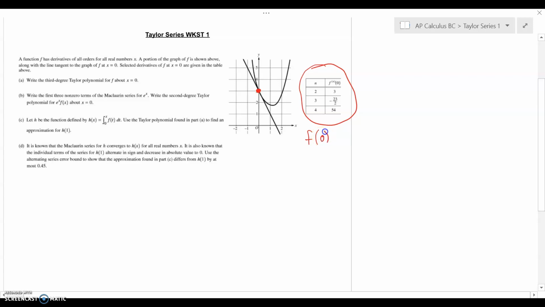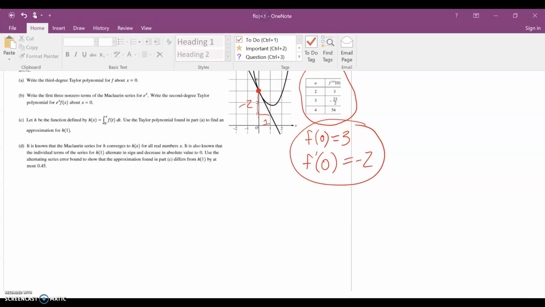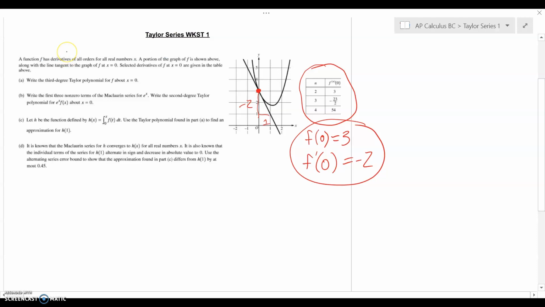So the function evaluated at 0 is 3. That's just where I put that dot. And the first derivative evaluated at 0 is whatever the slope of that line is. So we can just count that off the graph. It's got a drop or a rise of -2. So we're going down 2, and it's got a run of 1. And so my slope of that tangent line is -2. So I've got two other pieces of information I can add in. I'm going to switch over to a different color to start the problem. So these are just some base building pieces.